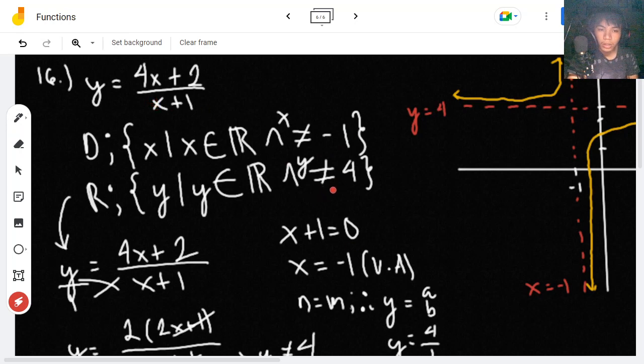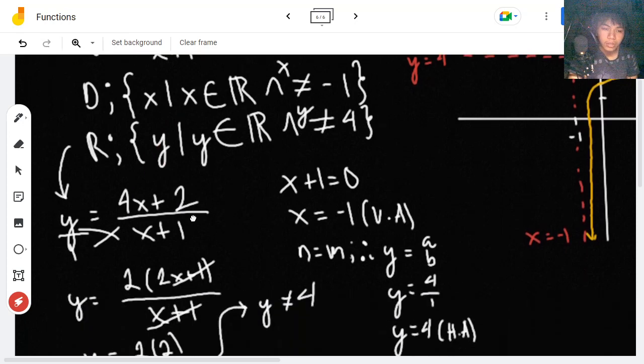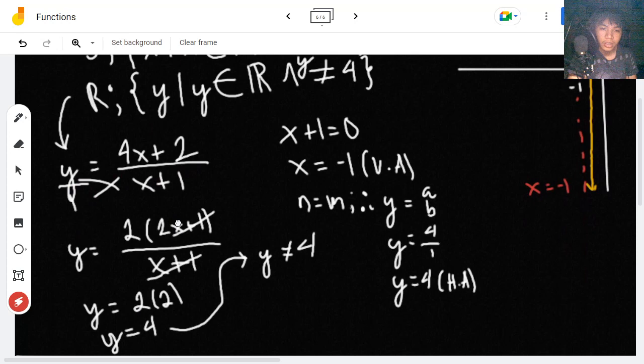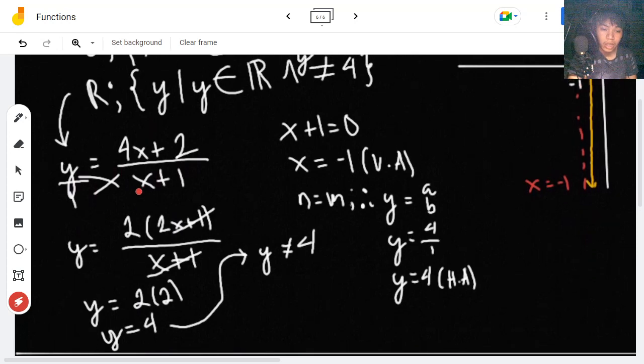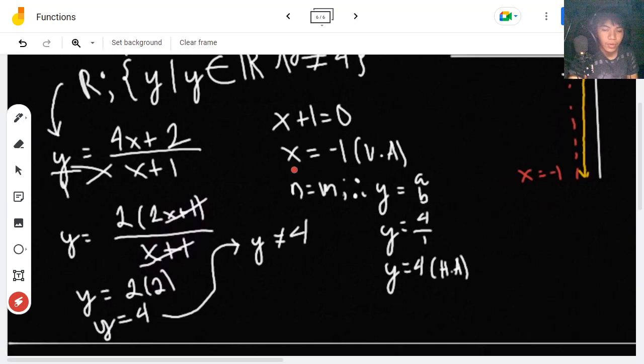Now to get the range, again, we'll just have to compute this in algebraic terms. So cross multiply so that you may be able to isolate the function. However, as we can see from this, I did it a little differently. I didn't cross multiply, instead I factored out the 4x plus 2 into something that can be cancelled. So I cancelled this x plus 1, so I was left with 2. Hence 4 was excluded from the range, since y cannot be equal to 4. You see?